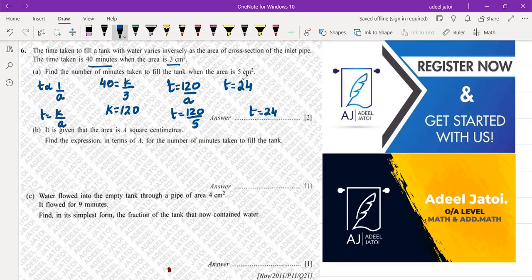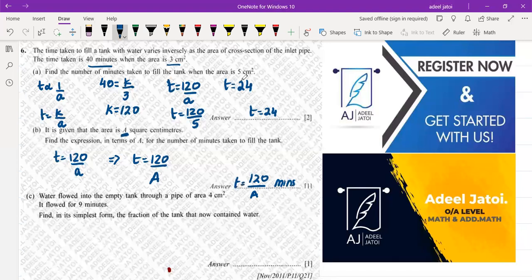So part B, it says it is given that the area is A square centimeter. Now, considering that the area is A square, find the expression in terms of A for the number of time taken. So since the formula was T is equal to 120 upon A, the only thing is that A is being shifted to capital A. So the expression for this should be T is equal to 120 upon A minutes, because we have been asked about minutes. So write down T is equal to 120 upon A minutes.